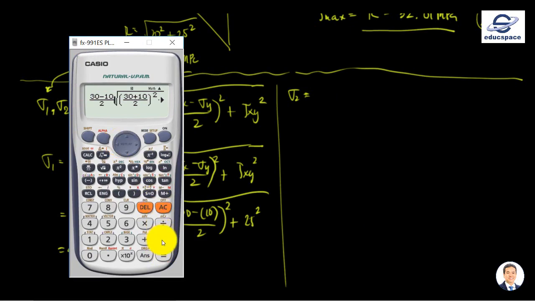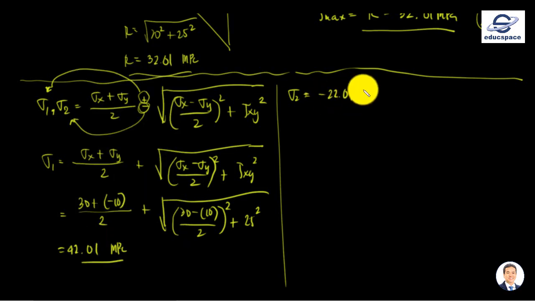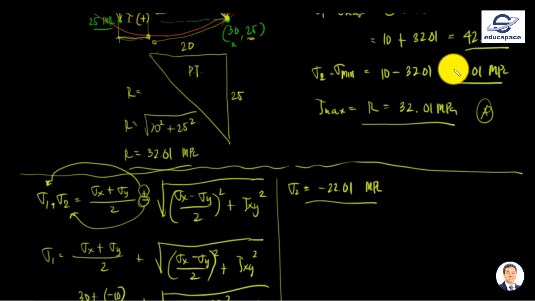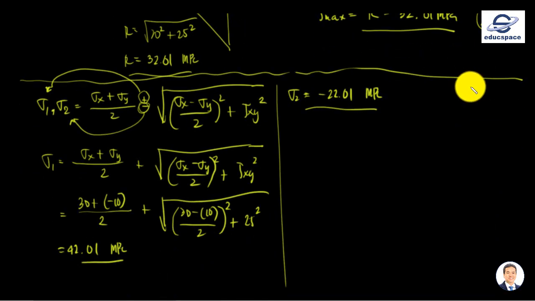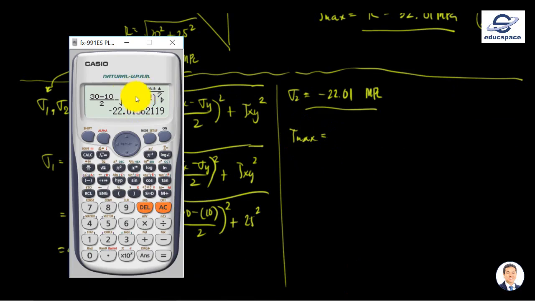Dapat ito ay minus. Equal sign. We have 22.01, so negative 22.01 megapascal. By the way, this one is negative, that is, 10 minus 32 is negative 22. And then, maximum is equivalent to this part only.